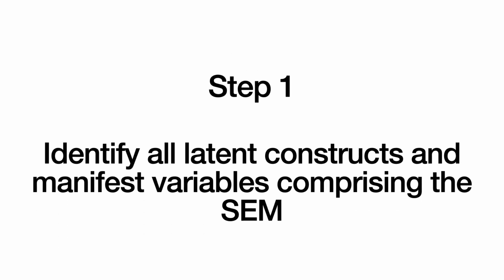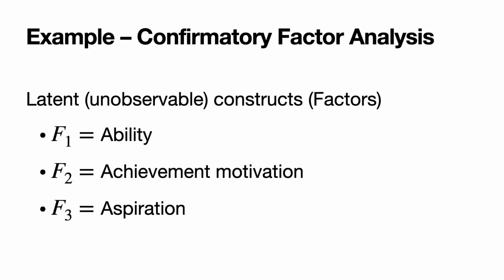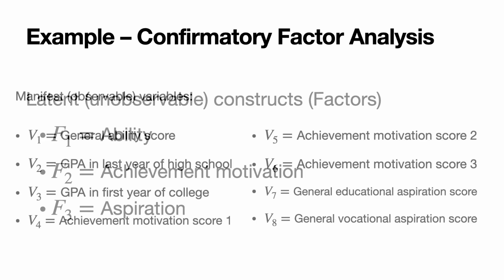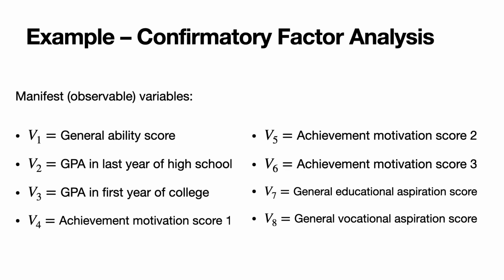So let's look at step 1. Identify all latent constructs and manifest variables comprising the structural equation model. There are three latent or unobservable constructs, also called factors. We'll denote them by F1, F2, and F3. F1 represents a person's ability, F2 represents their achievement motivation, and F3 represents their aspiration. There are 8 manifest or observable variables, which we will denote by V1 through V8.